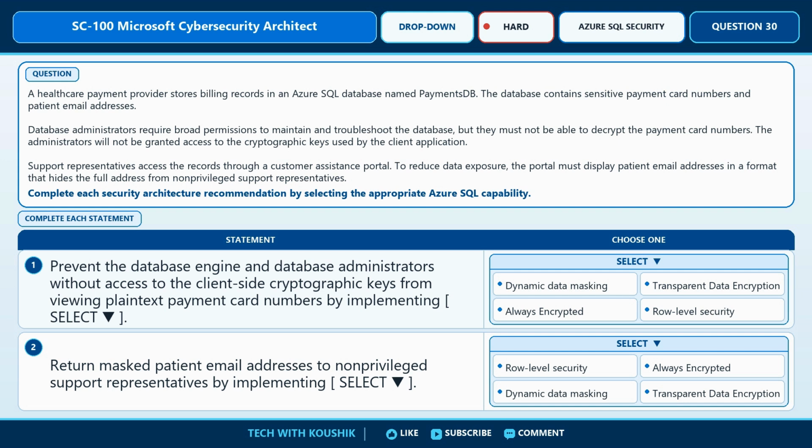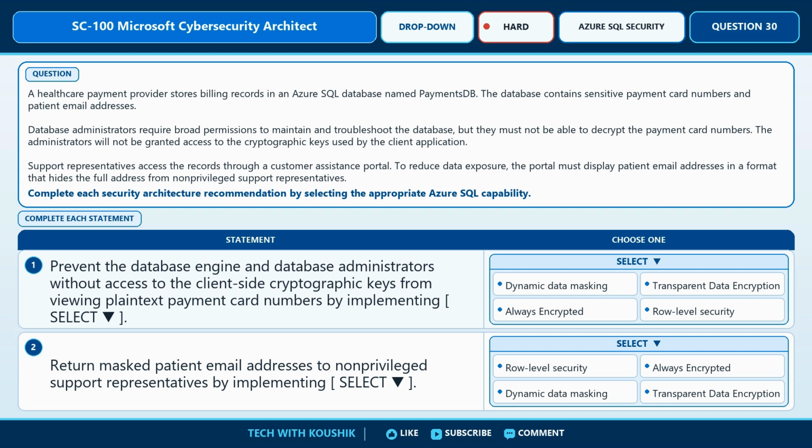To reduce data exposure, the portal must display patient email addresses in a format that hides the full address from non-privileged support representatives. Complete each security architecture recommendation by selecting the appropriate Azure SQL capability. Complete each statement by selecting the appropriate option from its drop-down list.